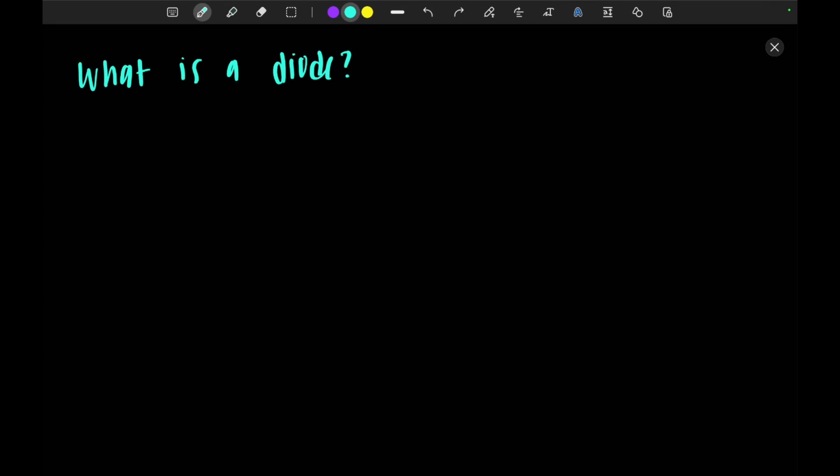Hello all. Today we're going to be discussing diodes, and I'm going to go ahead and get started on the material without wasting any time. Let me get started by drawing the symbol for a diode.